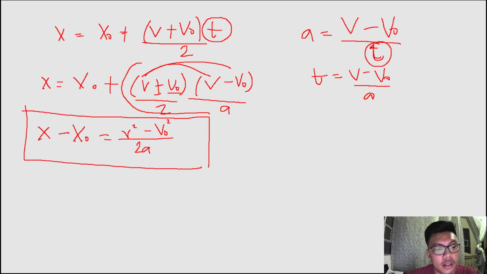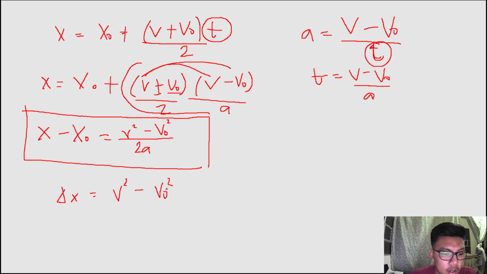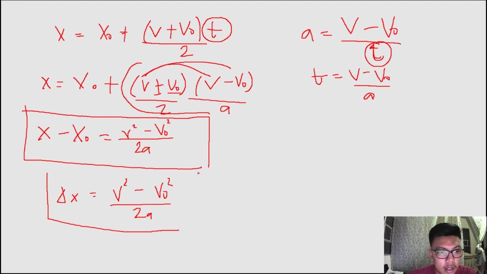So, we can relate distance, velocity, and acceleration, kahit walang time. Ito relation niya. Or, when you simplify, this is delta x is equal to V squared minus V sub O squared all over 2A. Okay? Yun yung sa equation natin.